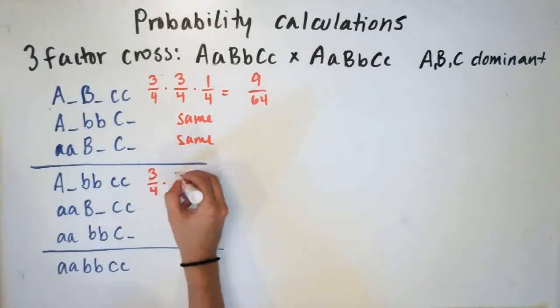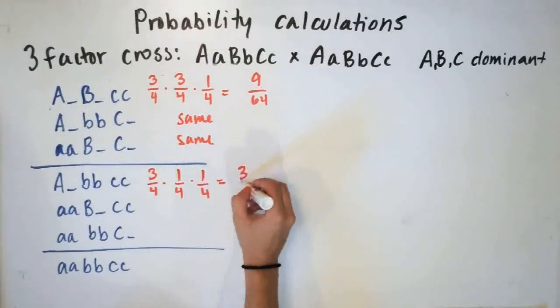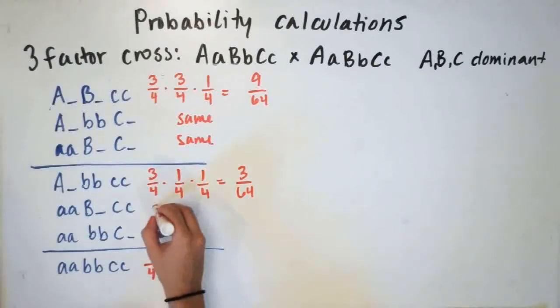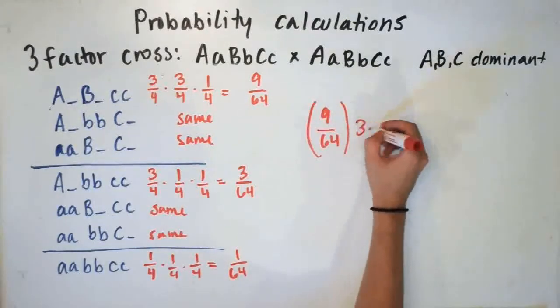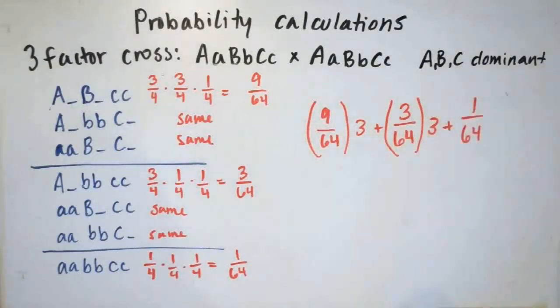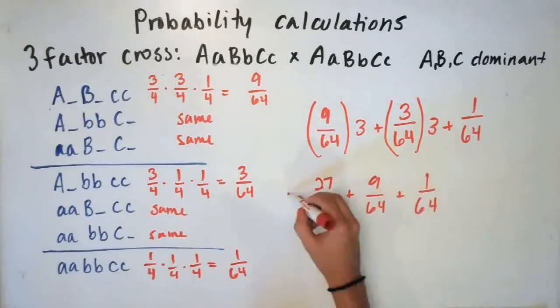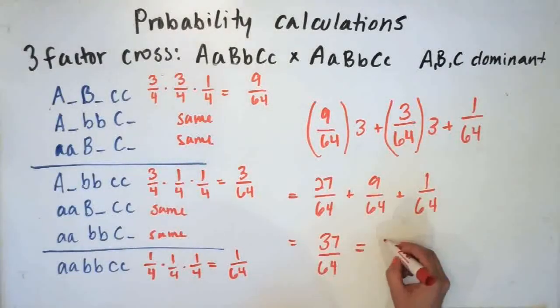For the second group, the calculation is 3/4 times 1/4 times 1/4, or 3/64. And the last probability is 1 out of 64. To obtain the total probability, add all of the fractions together. This ends up being 37 out of 64, or about 58%.